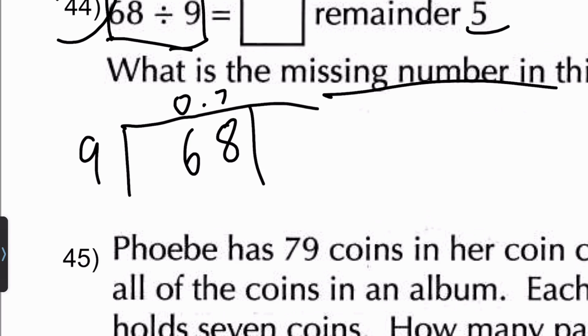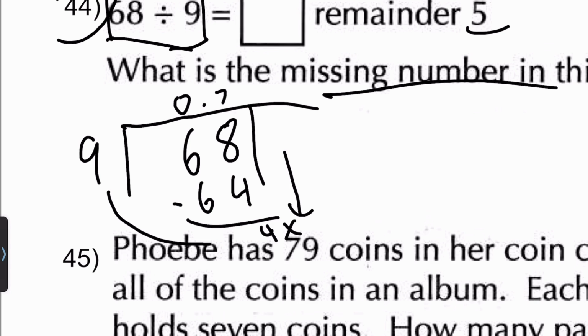What's 9 times 7? 64. Now you have to minus it. You get 4. And what you'd usually do is you'd use the number that will be around here, and you'd bring that down, and then you'd ask how many times does 9 go into that, right? But you can't, because there isn't a spare number here. That means 4 is the remainder.